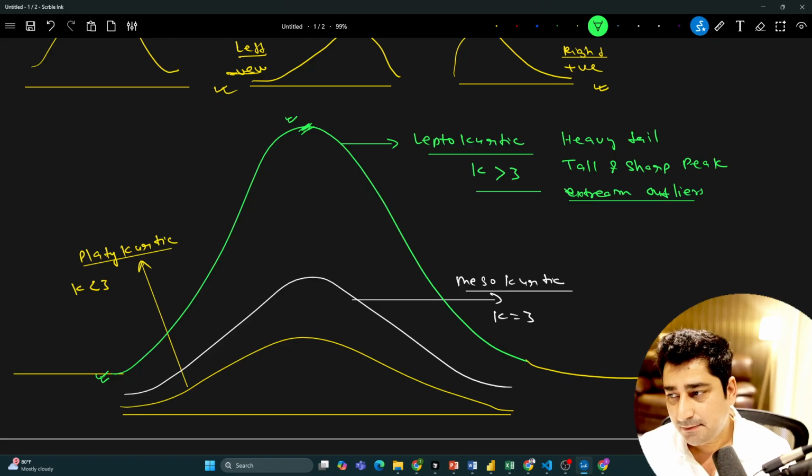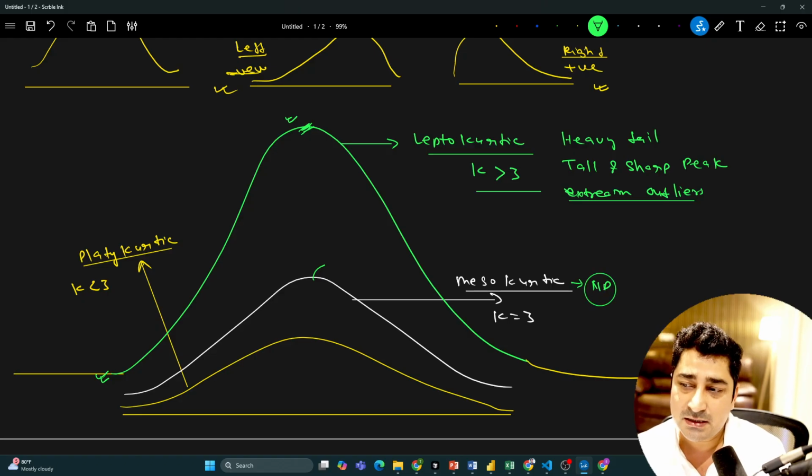Now the white one, the meso. Wherever we have k equal to 3, it will have a normal tail and a moderate peak, and it says that it is an actual normal distribution, ND I'm talking about. So this is something where there is no outlier at all.